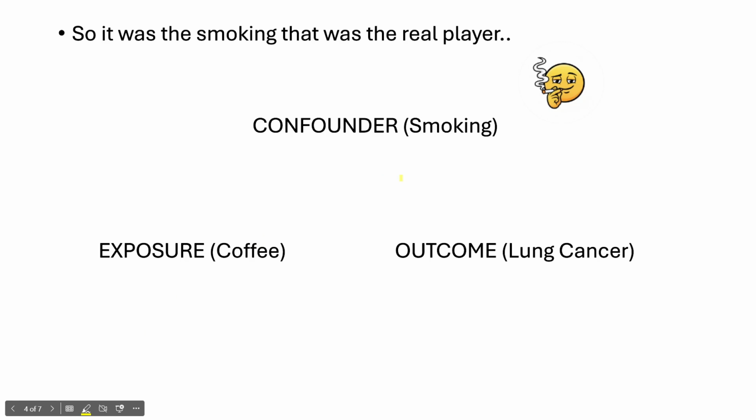Another important fact to remember about confounding is that a confounding variable has to have an effect on the outcome as well as the exposure. People who smoke are more likely to get lung cancer, and people who smoke are also more likely to drink coffee. That means that in the cohort of coffee drinkers, you are more likely to find smokers, and this would make it appear as though those who drink coffee are more likely to get lung cancer.